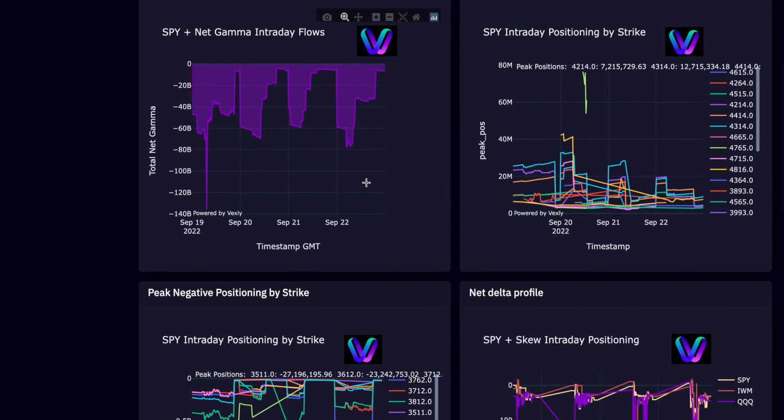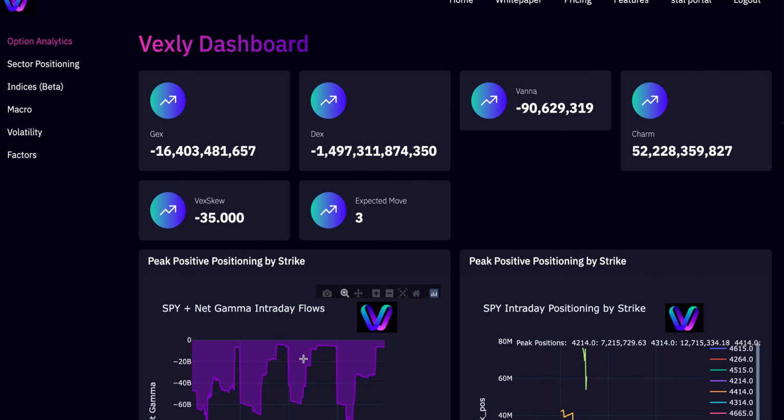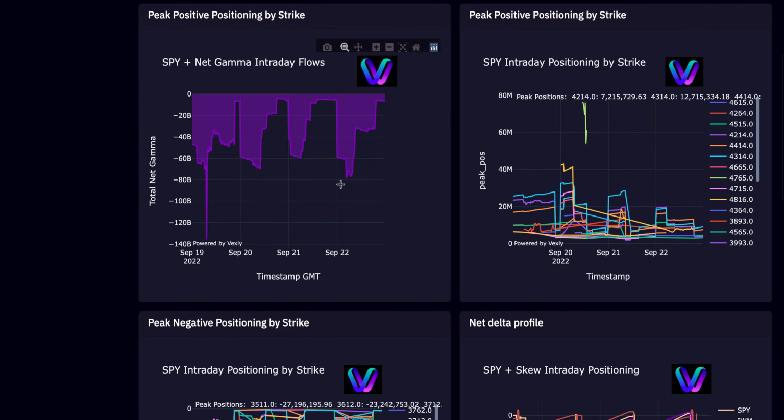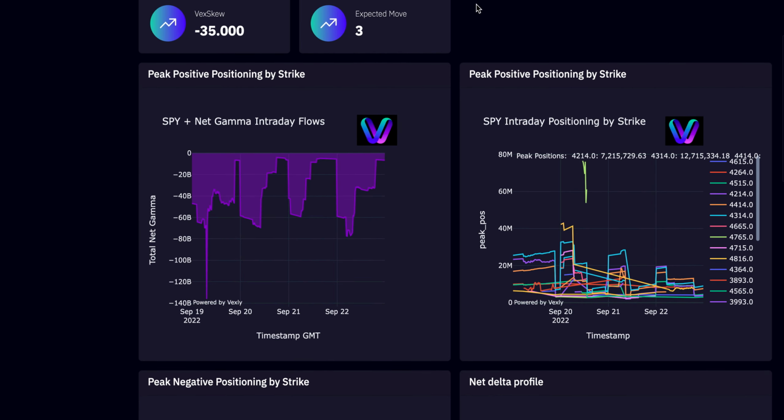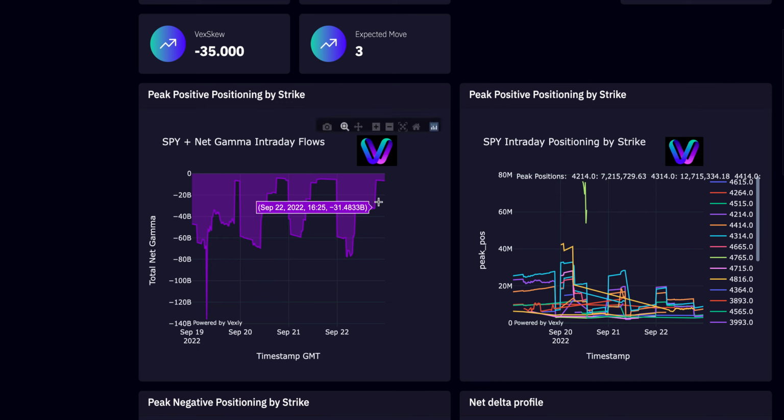Then you have a couple of other charts below, and this is likely to change. Like I said, this is a beta page, and we're probably going to change it a bunch more. You have the net gamma intraday flows. Basically every 5 minutes this will update and show you how positioning is moving.